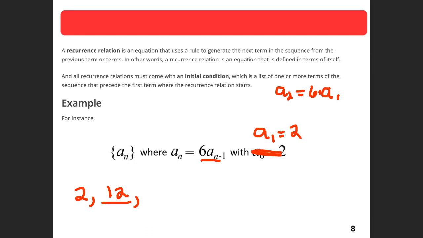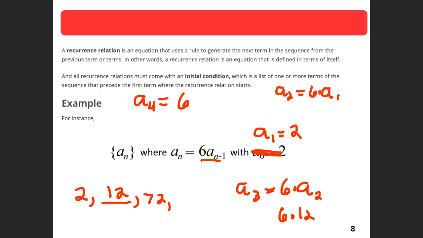And this is called a recursive formula. 72. That is correct. Because if I want a of 3, I'm going to go 6 times a of, well, 3 minus 1, that's 2. So 6 times a of 2, we said was 12, so that's 72. If I wanted to find a of 4, I would do 6 times a of 4 minus 1. Well, that's 6 times a of 3. That's a recursive formula. You're using the term previous to it to get to the next term.